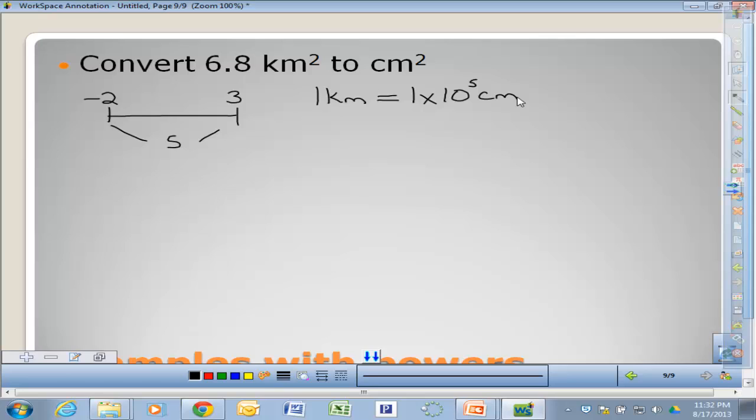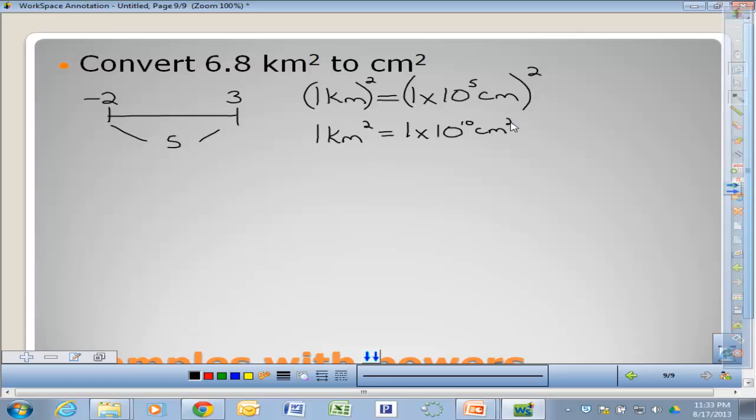But the thing is, we don't want kilometers and we don't want centimeters. What we want is kilometers squared and centimeters squared. What we need to do to get kilometers squared is we need to go ahead and square that. Now math says what you do to one side, you have to do to the other side. Well, 1 times 1, that's just going to give me 1 kilometer squared. And when I take 1 times 10 to the 5th multiplied by 1 times 10 to the 5th, what you get is 1 times 10 to the 10th centimeters squared.